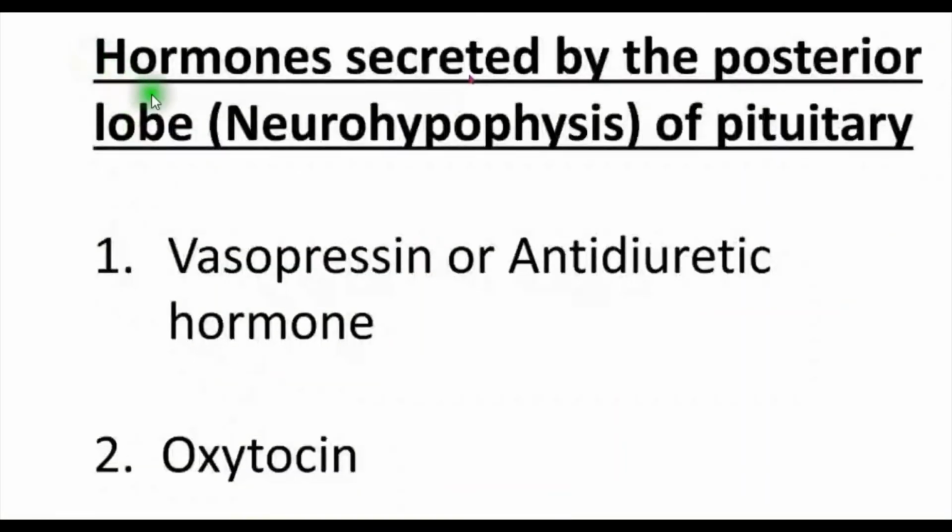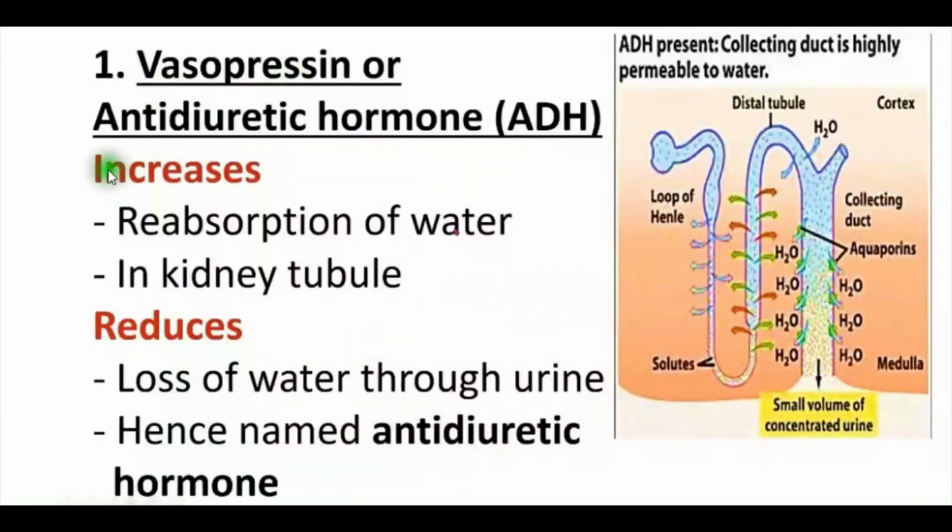Next is the hormones secreted by the posterior lobe of the pituitary. Posterior lobe means neurohypophysis. This posterior lobe secretes two hormones. The first one is vasopressin and the second one is oxytocin. Vasopressin is also called antidiuretic hormone, or ADH.